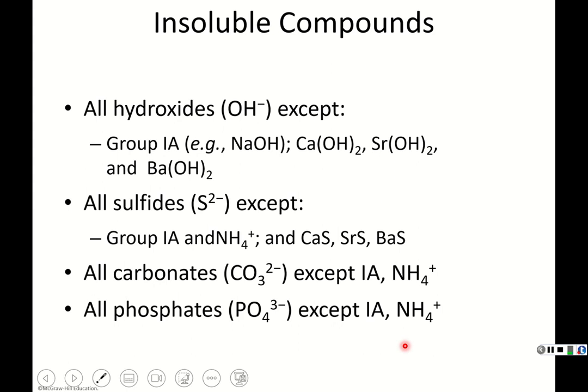Right, so things that are always insoluble: hydroxides are usually always insoluble, except when they're group 1 metals or group 2, some of the group 2s. Sulfides are always going to be insoluble except group 1 and ammonium, and then calcium, strontium, barium, the group 2s. Carbonates, again, except for group 1 and ammonium, and phosphates except for group 1 and ammonium.